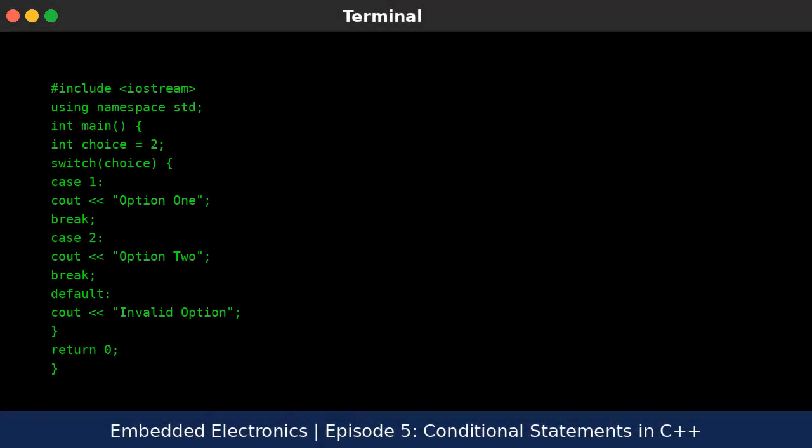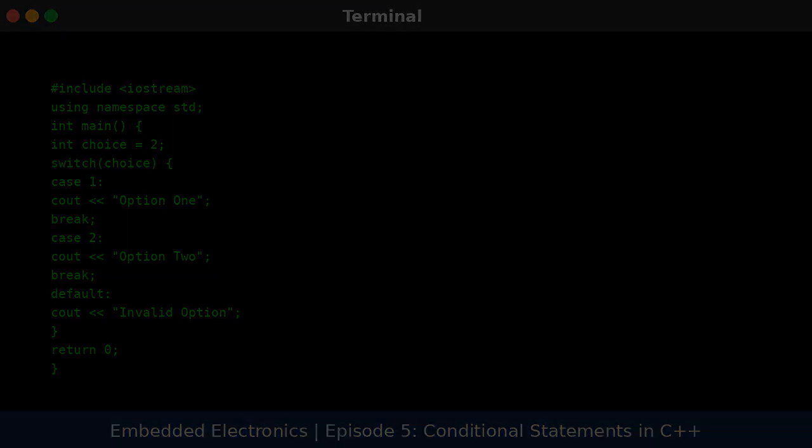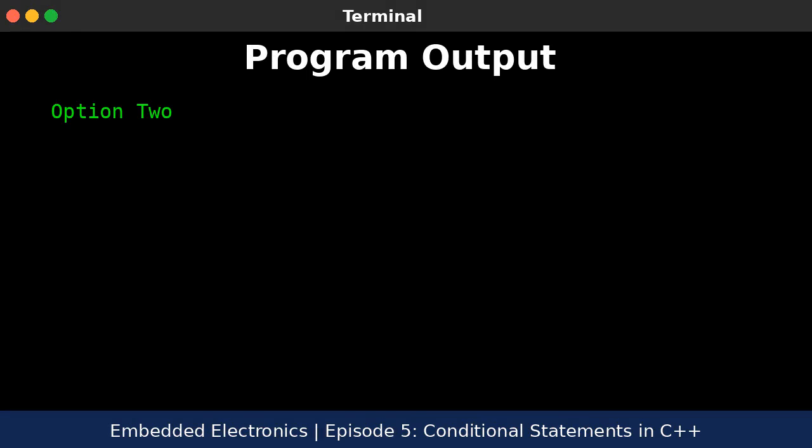This example shows how the switch statement selects an option based on the value of a variable. The output of example 4, switch statement is as follows. Option 2.